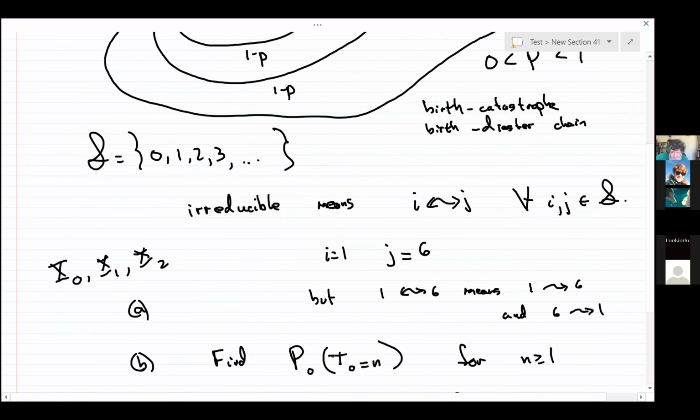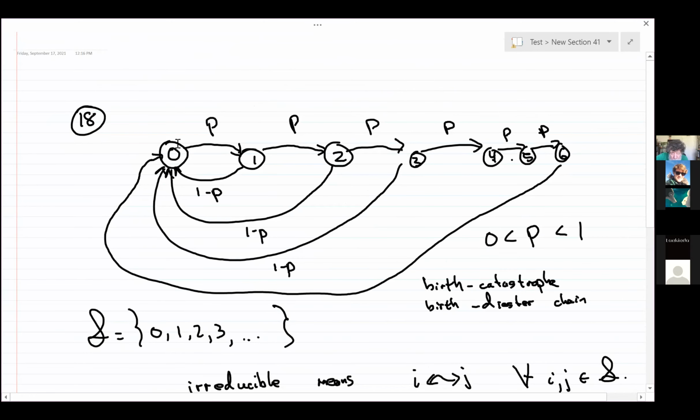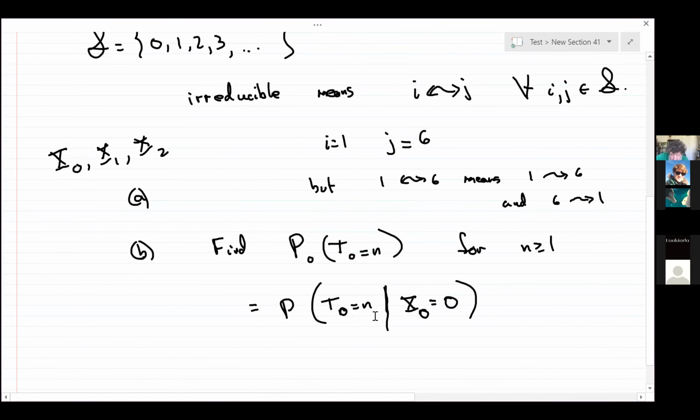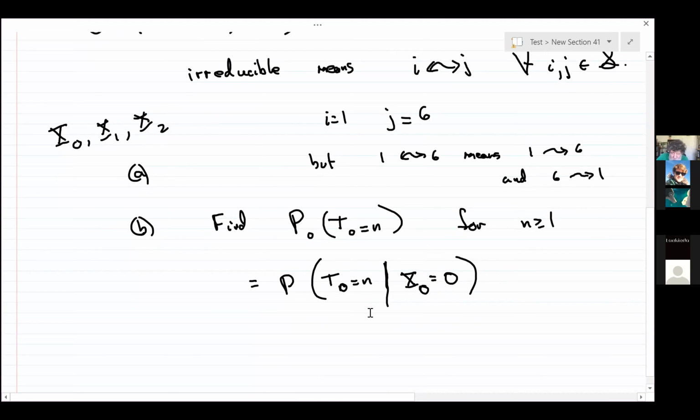Okay. So what do we know? We know we're starting at 0. So our starting point on the diagram is here. And we start there at time 0. And what do we want to find? The probability that the first time we return to 0 is n steps later. So let's just do an example to get the idea. Suppose n is equal to 3. Then we'd be trying to find the chance that you first get back to 0 in 3 steps, given that you started at time 0 at state 0.